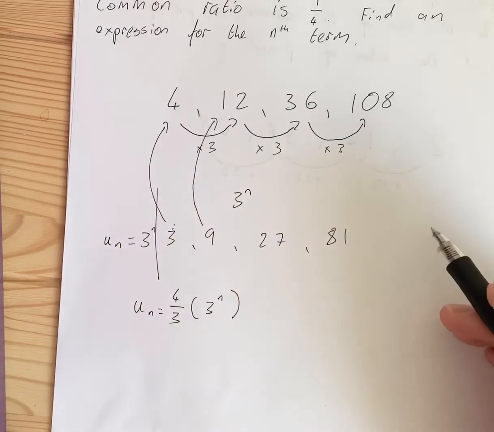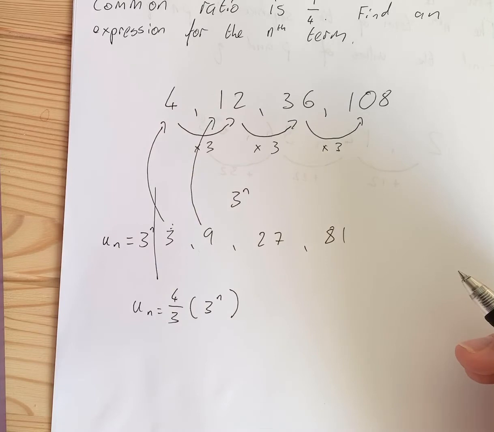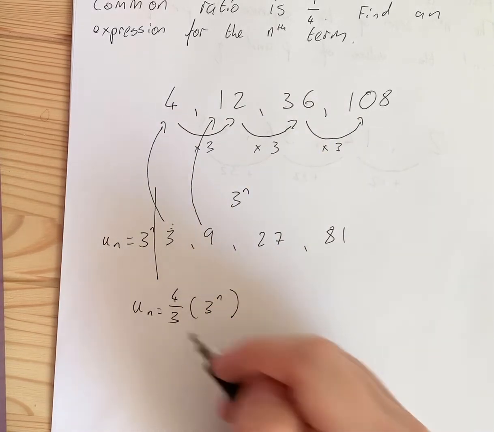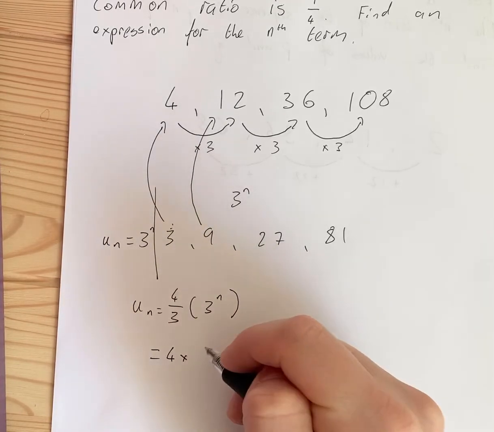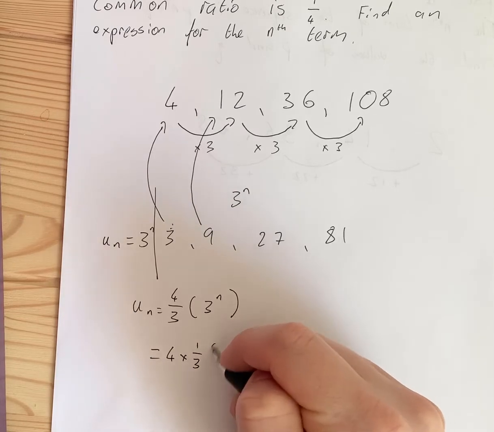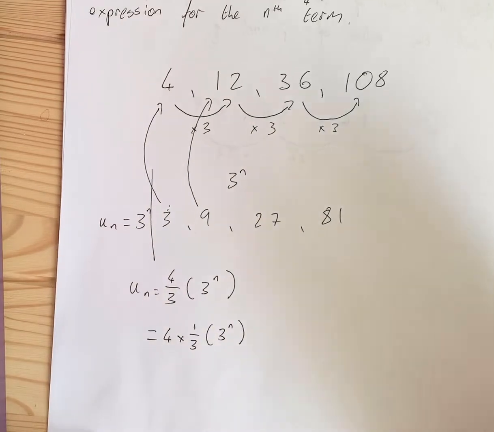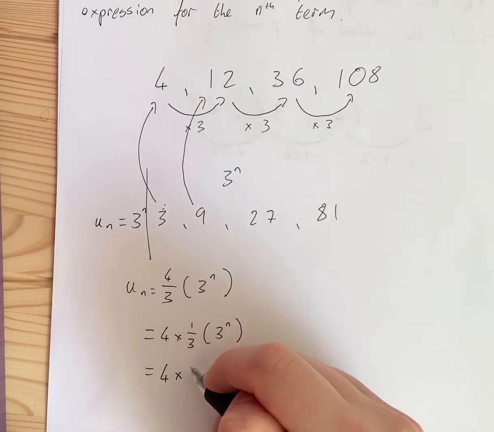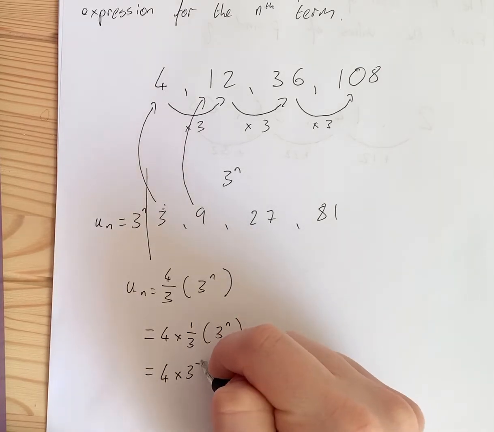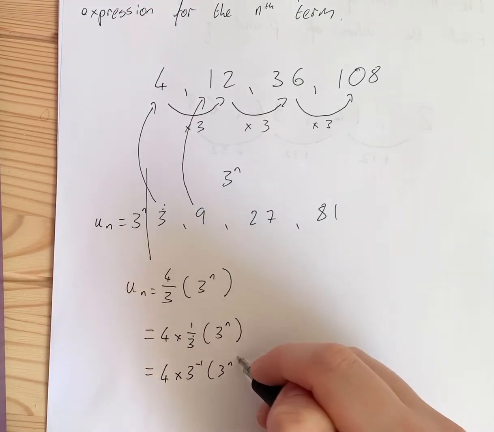Now, what you can do if you want, and sometimes the question might ask for it to be in a certain form, is you can rewrite this as 4 multiplied by 1 over 3 times 3 to the n. And we know 1 over 3, from our work that we did on powers, we can rewrite as 4 times 3 to the minus 1, okay? It's the reciprocal, times 3 to the n.